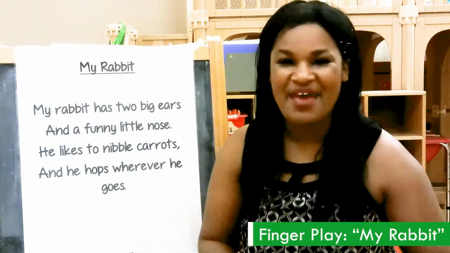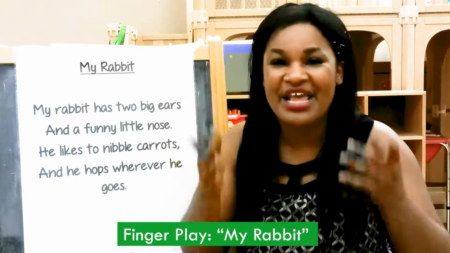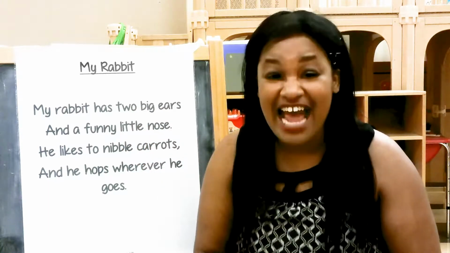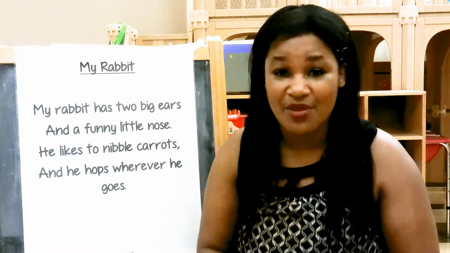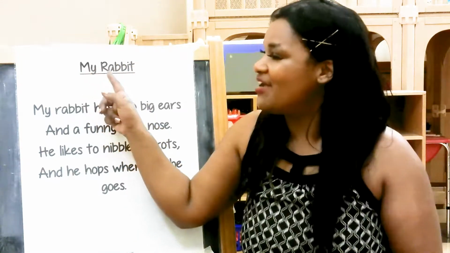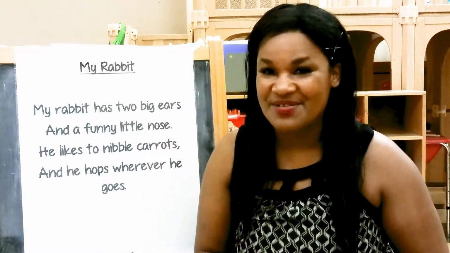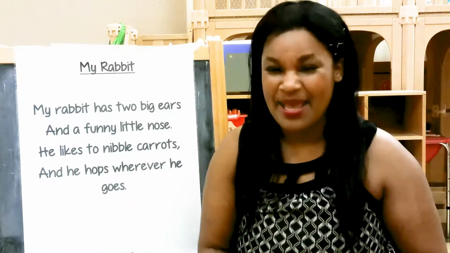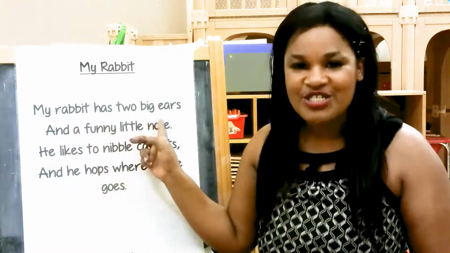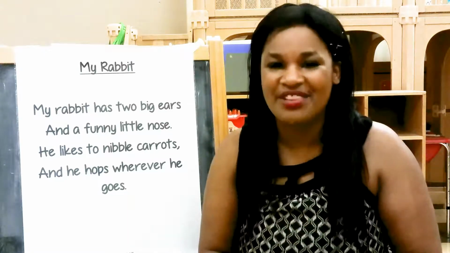Hello, friends. Welcome back. We are going to do a finger play. Yes, that's right. It is time to learn a new one today. My Rabbit is the title of our finger play. Can you say it with me? Let's say it together. My Rabbit. That's the title. What do you think this finger play will be about? Maybe a rabbit. All right, guys, I will read the words to you and I'll show you how the fingers go. You can try at home with me, okay?